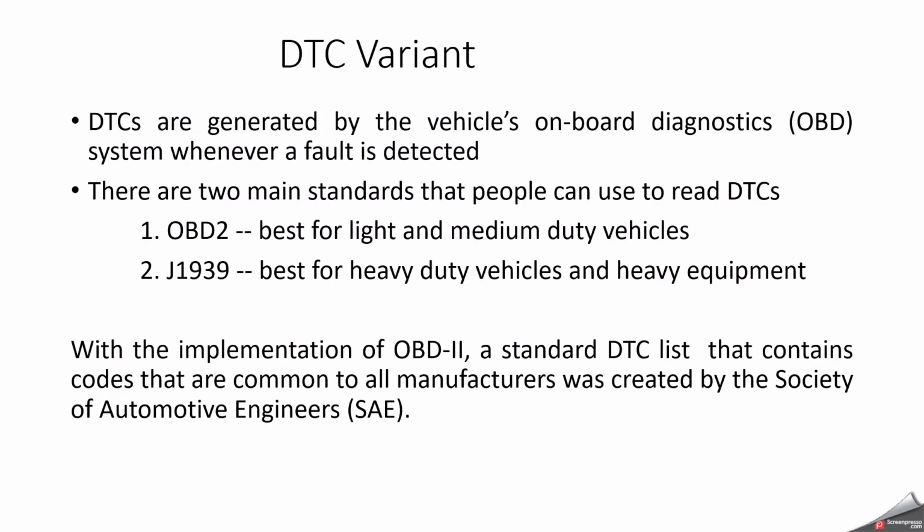DTC variants. DTC variants means what kinds of DTCs we can use. For example, we can use UDS DTCs, OBD DTCs or J1939 DTCs. OBD2 is best for light and medium duty vehicles. J1939 is best for heavy duty vehicles and heavy equipment. For example, if you are working in a company and always dealing with OBD2 relevant DTCs, then you are working on light and medium duty vehicles.